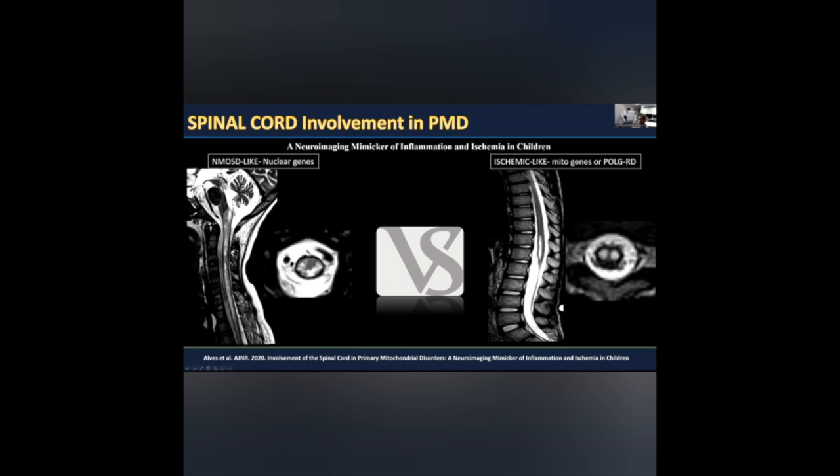And sometimes you may see lesions only close to the conus in the more distal aspect of the spine, giving some involvement more in the gray matter, sometimes mimicking ischemic changes. So these are also common findings for primary mitochondrial disorders involving the spine.